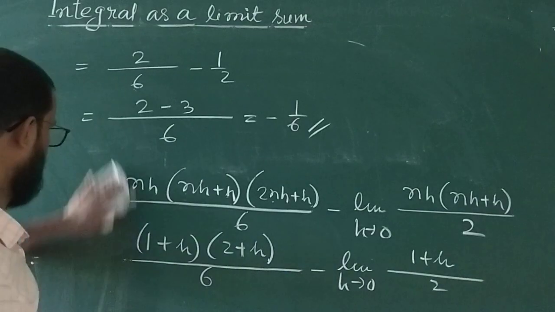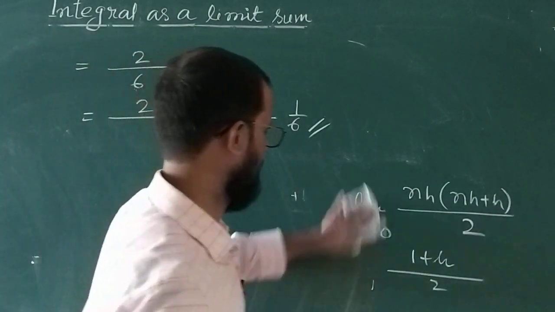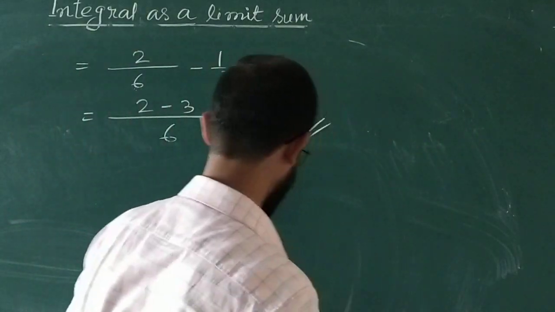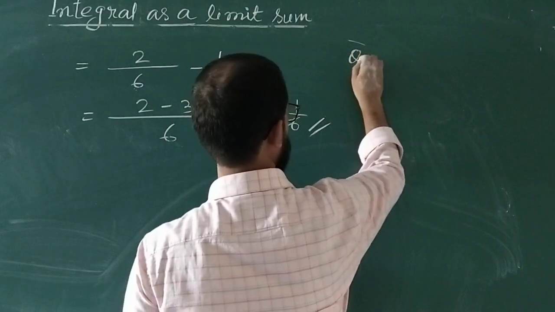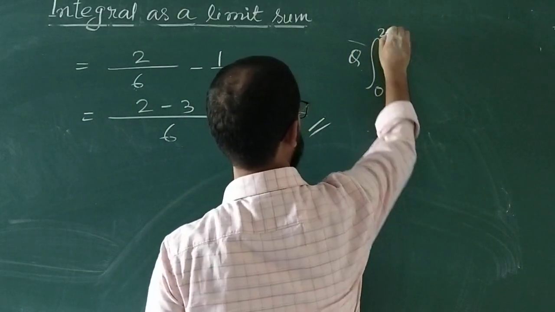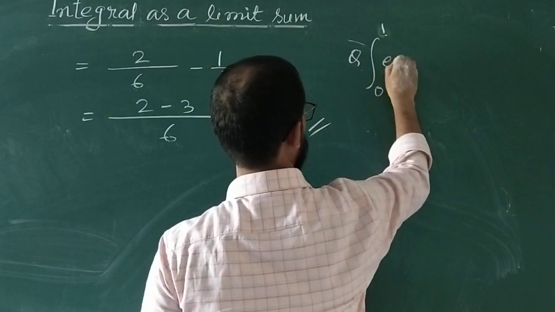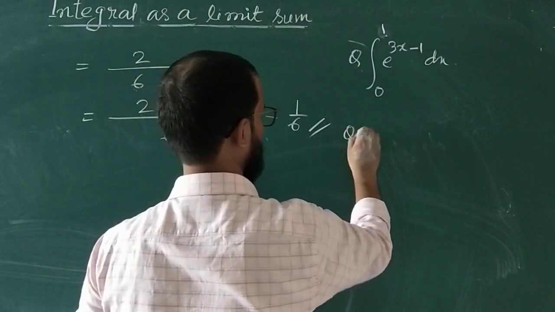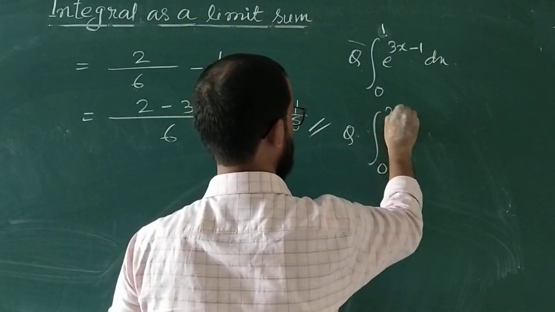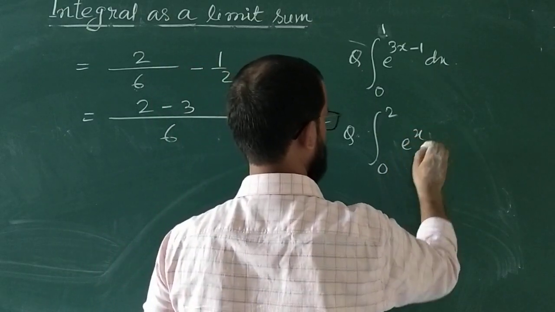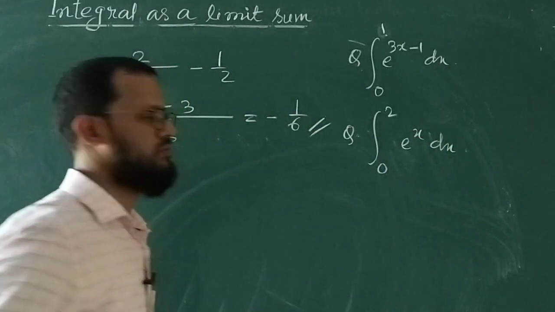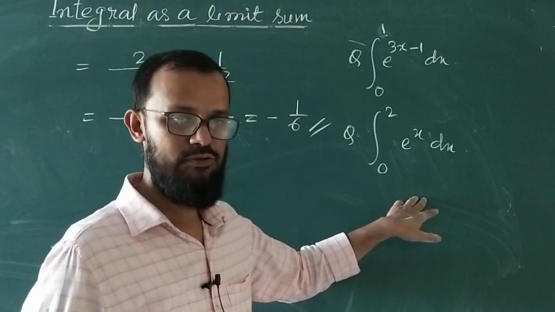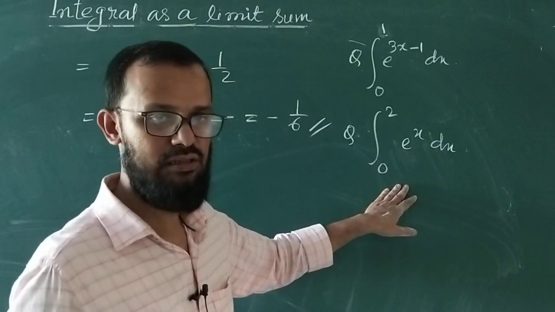Okay, and I am going to give 2-3 homework questions to you. Please everybody do what I am mentioning here. The first question for homework is the integration from 0 to 1 of e to the power 3x minus 1 dx. This is one question. And the next question is the integration from 0 to 2 of e to the power x dx. These two questions you are going to solve. Okay, and I hope you will easily be able to solve the particular question.